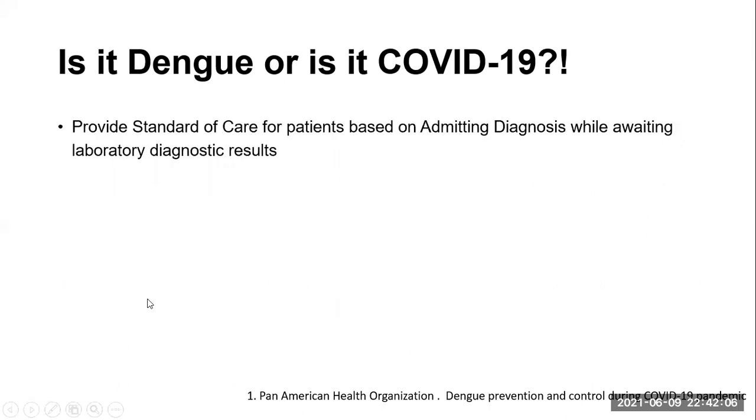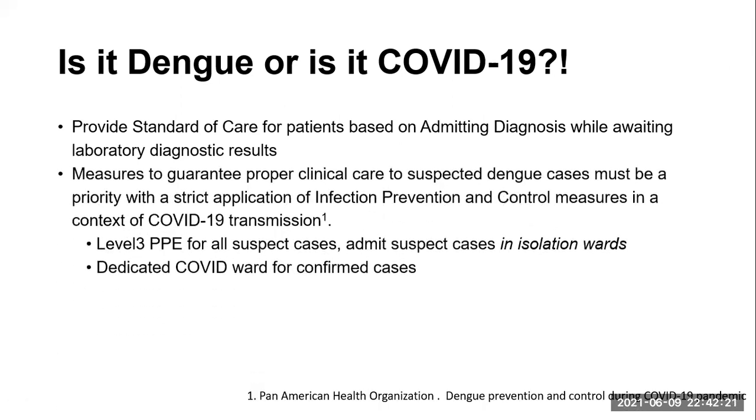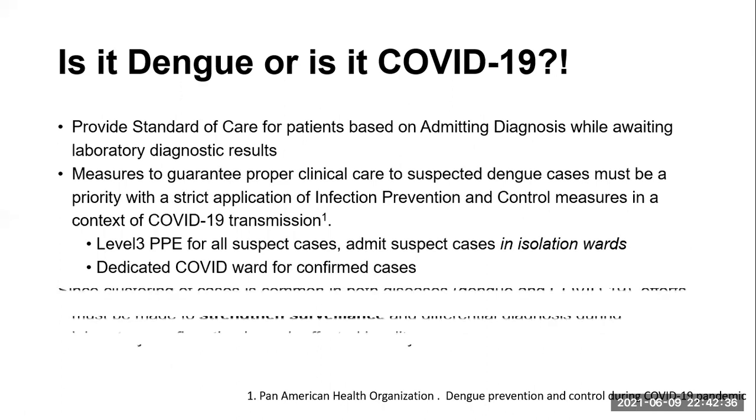So what do we do if we have patients who present with possible dengue and or possible COVID-19? We provide a standard of care for patients based on the admitting diagnosis while awaiting laboratory diagnostic results. The proper infection control prevention measures should be done, level 3 PPE for all suspect cases, and we admit these cases in isolation wards. And once a COVID-19 diagnosis is confirmed, we transfer them to a dedicated COVID ward.